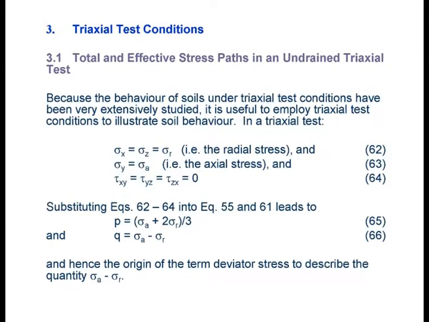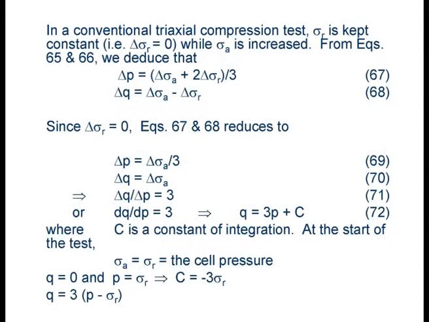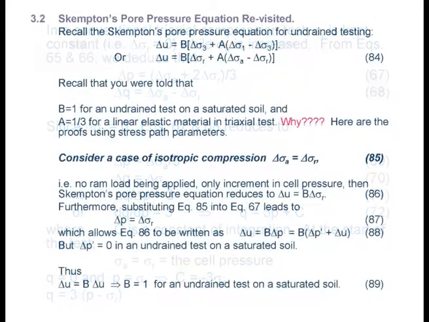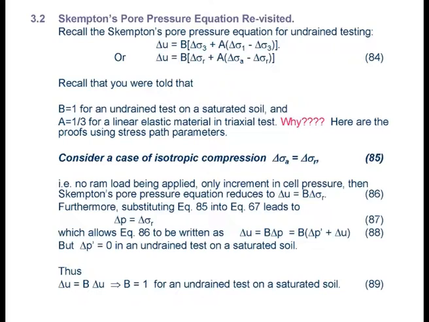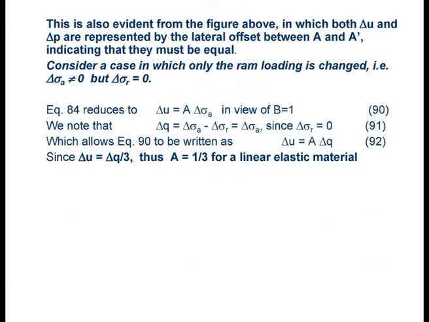Okay? So essentially, I just went through a few stress paths for you, and then I looked at Q, and talked about how you can use P and Q to understand Skempton's pore pressure parameter. That was the last part. How you can actually show in a very simple way that B should be 1 for saturated soil, how you can easily show that B equals 1 for an undrained test on a saturated soil, and how you can show that A must equal 1/3 for a linear elastic material.